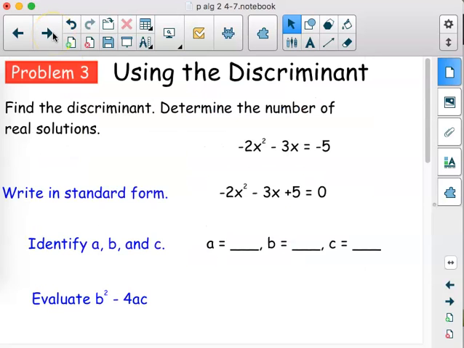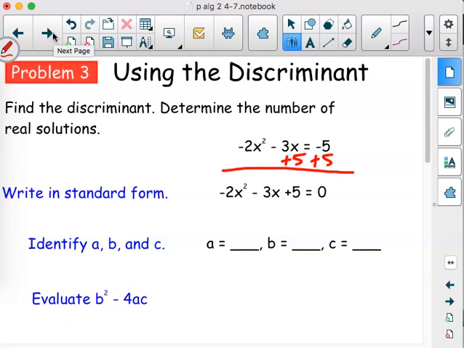So here we go. Using the discriminant, find the discriminant, determine the number of real solutions. Okay, so I have negative 2x squared minus 3x equals negative 5, and just like yesterday, we know it has to have a 0 on one side, so we'd have to add 5. Because that's the only way we can see this in ax squared plus bx plus c equals 0. And then we figure out, well, what's a, what's b, and what's c, and that's not real hard. Negative 2, negative 3, and 5.